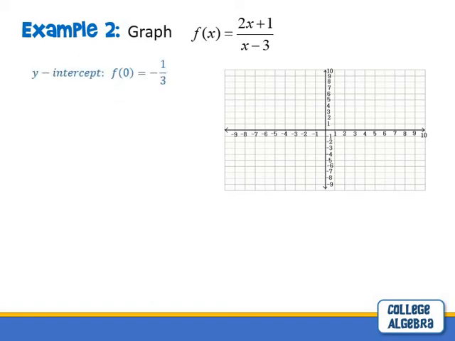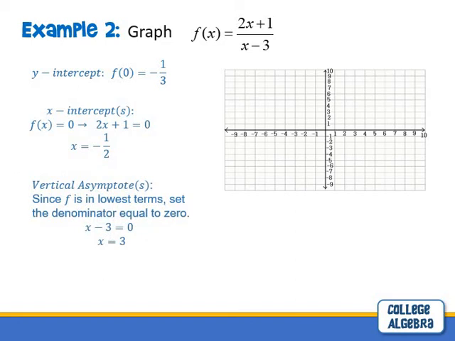So what are we going to do? We're going to find the x and y intercepts. If we plug in 0, you get 2 times 0 plus 1 over 0 minus 3, which will just give you -1/3. If you set the top equal to 0, you'll get the x-intercept. So f of x is equal to 0 if 2x plus 1 is equal to 0 on top, and that'll give you x equals -1/2. So we have a y-intercept at -1/3 and an x-intercept at -1/2, both pretty close to the origin there.